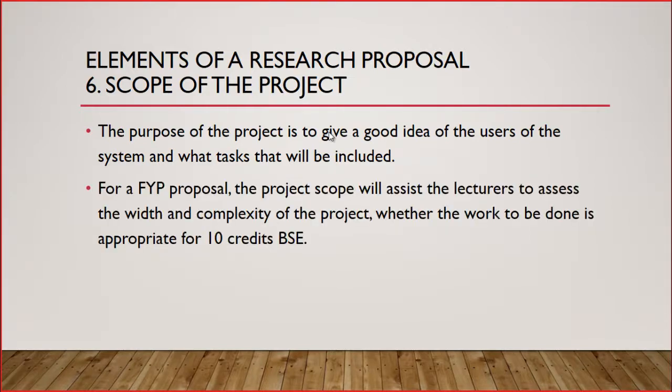Now for a final year proposal, FYP proposal, the project scope will assist the lecturers to assess the width and complexity of the project, whether the work to be done is appropriate for 10 credits BSc. If I'm not mistaken, 10 credits. So if I am wrong, please correct me. If I'm not mistaken, FYP1 is 4, FYP2 is 6. Meaning that the total credits must be sufficient.